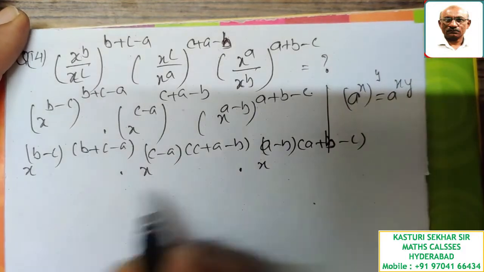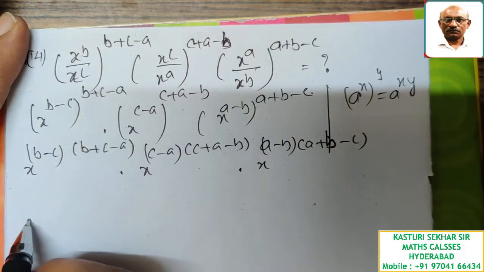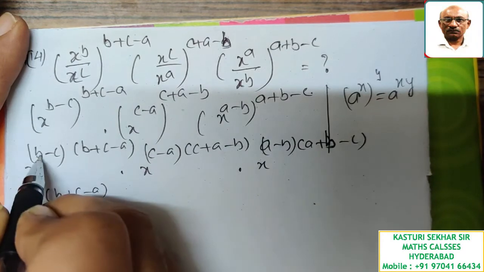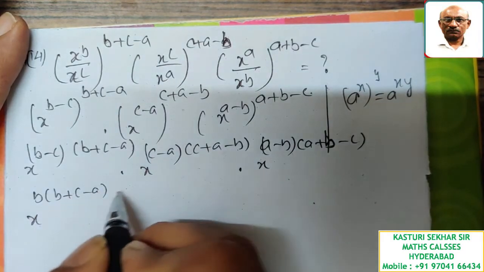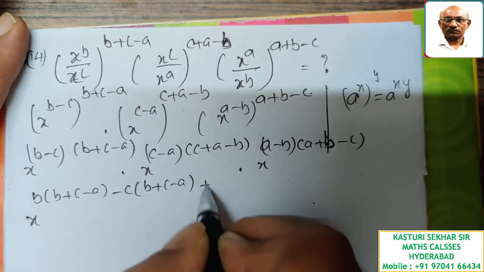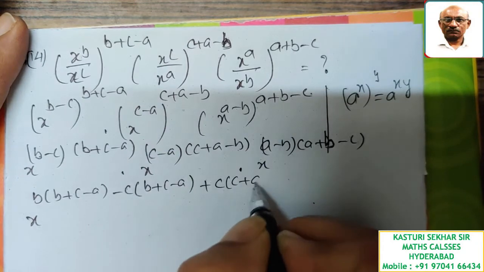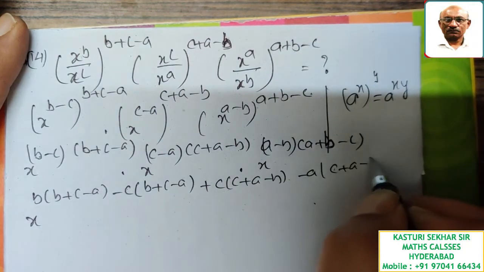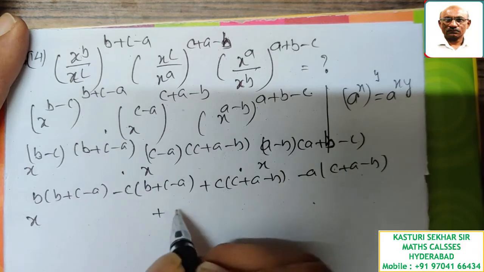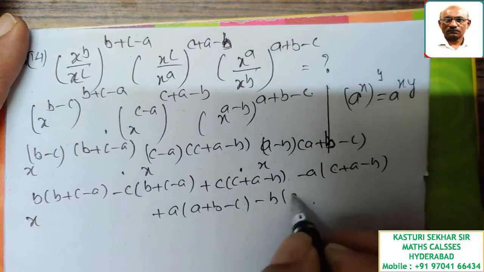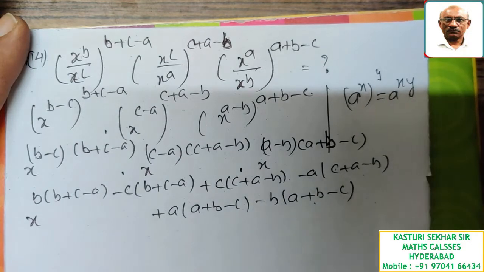Now sir, bases are equal, so powers can be added. x to the power of b into (b+c-a), with the b I am multiplying these three terms, minus c into (b+c-a), plus c into (c+a-b), minus a into (c+a-b), plus a into (a+b-c), minus b into (a+b-c).